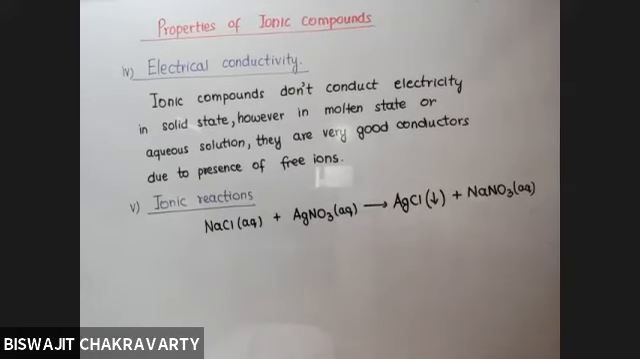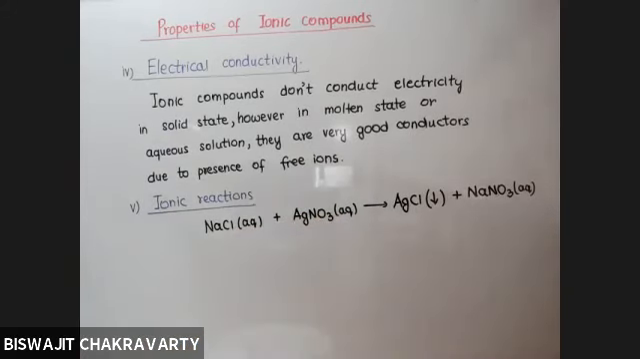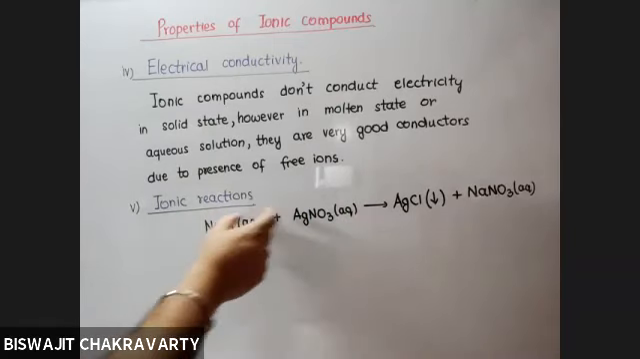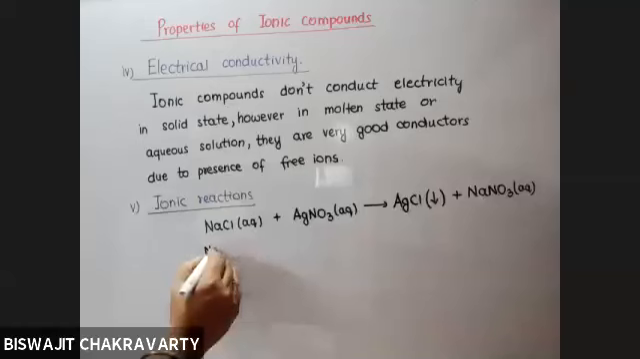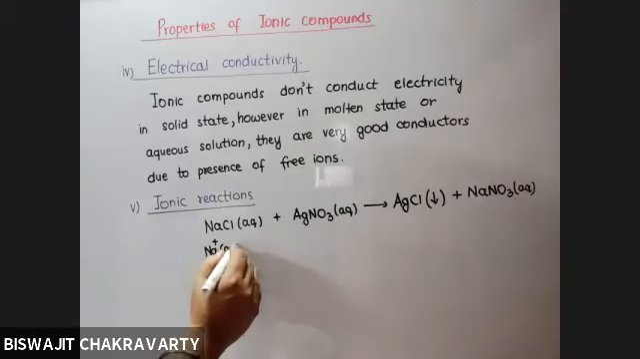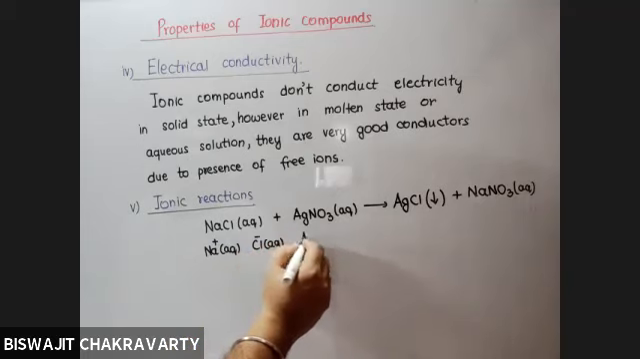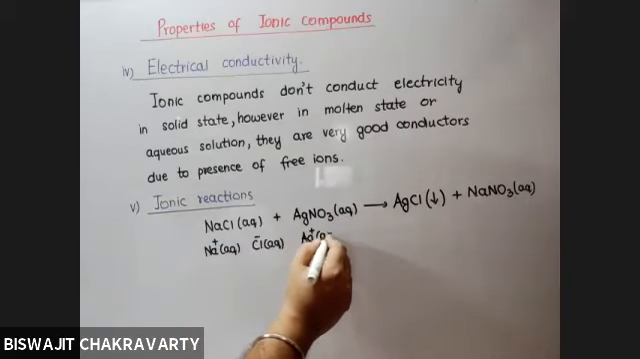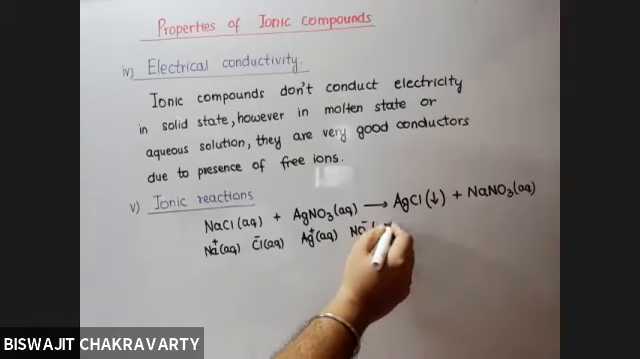So what is the reason behind it? The reason is, if you look at these two, they are in aqueous solution. That means, are they present as ionic compounds or as ions? Ions. Sir, they are present as ions. So I am supposed to write Na+ (aq), Cl- (aq), Ag+ (aq), NO3- (aq), isn't it? Yes, sir.